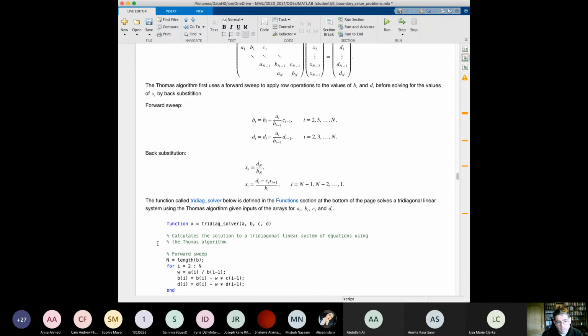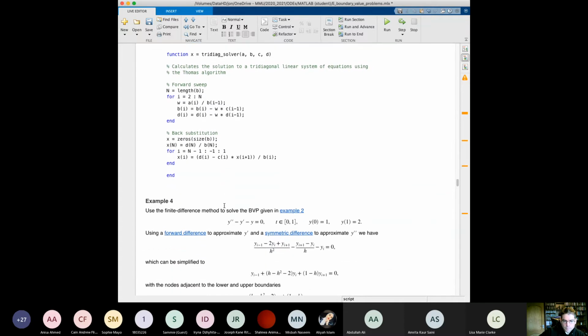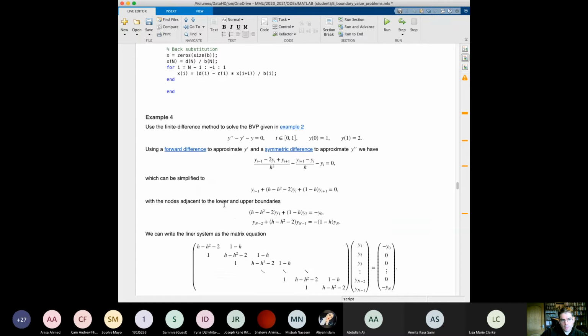Okay, so if we code that into MATLAB, we've got this code. I'm not going to worry too much about that. That's given below as well in the function section. You can have a look at that. Okay, so we have a forward sweep and we have a backward sweep. So let's have a look at an example.